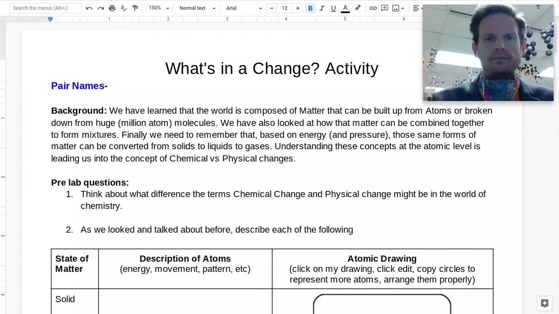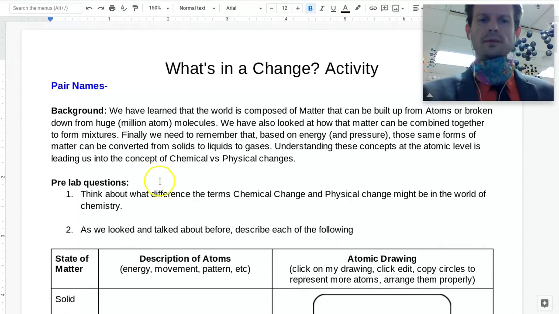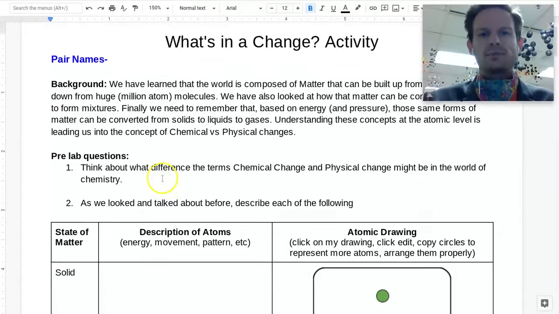think about it. And so I put together this activity where you're going to have to do some digital drawings on here, and I'll show you that, and then look at some drawings that I did, and tell me how they work. Okay. And so some of this we already talked about last week, like these pre-lab questions, right?